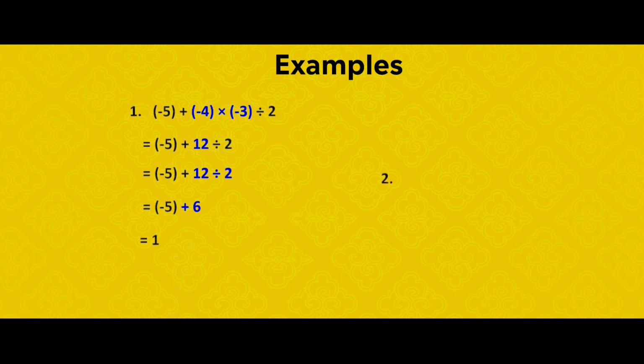Okay, last example. Negative 4 plus negative 2 times, now we have a bracket here. In the bracket, negative 5 plus 3. Here, first you have to remove the bracket by calculating whatever is in the bracket. So, when you add negative 5 plus 3, we get negative 2. Then our new expression is negative 4 plus negative 2 times negative 2.